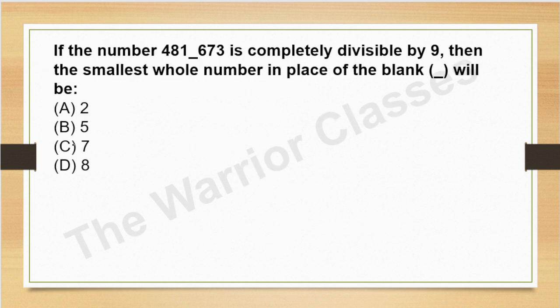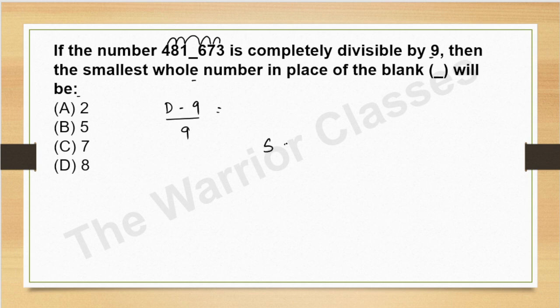Now moving to the next question. Our next question here is, if the number 481-673 is completely divisible by 9, then the smaller whole number in place of the blank will be? Now the rule of divisibility of 9 is, the sum of the digits must be divisible by 9. Here the sum of the digits will be 4 and 8, 12, 12 and 1, 13, 13 and 6, 19, 19 and 7, 26, 26 and 3, 29.